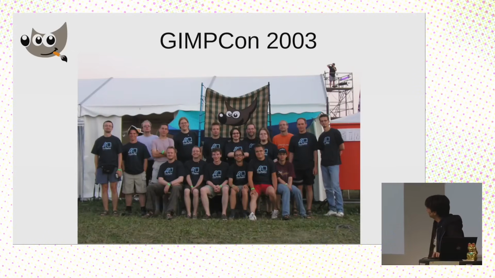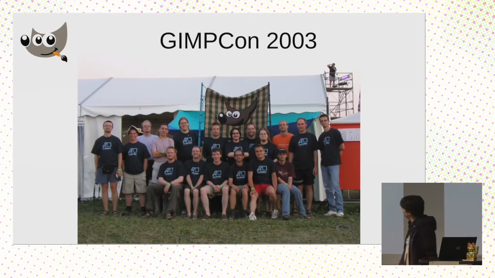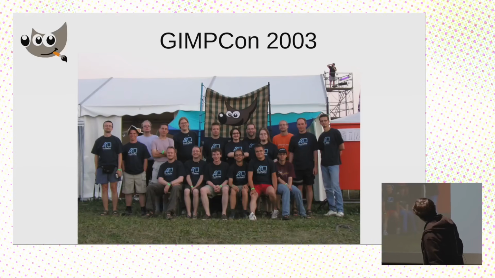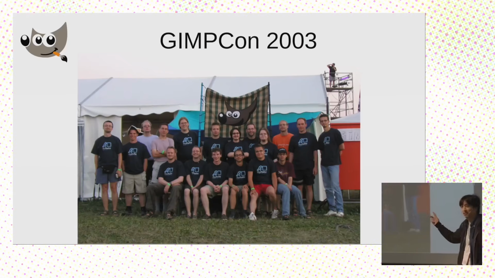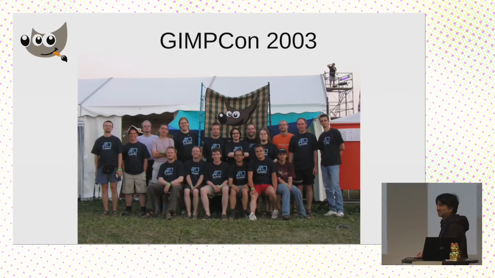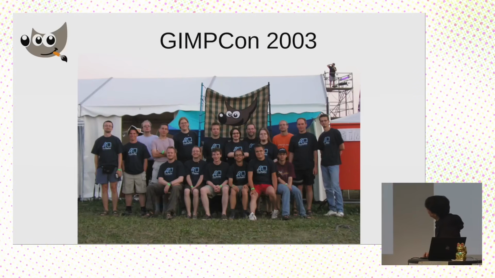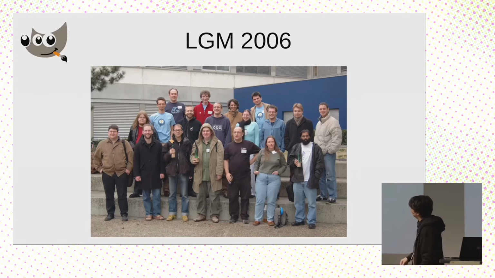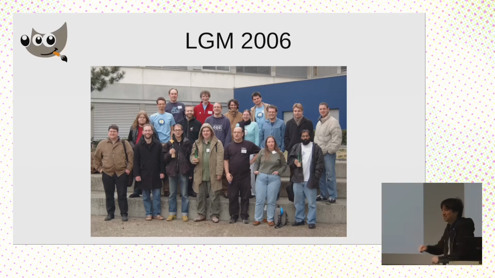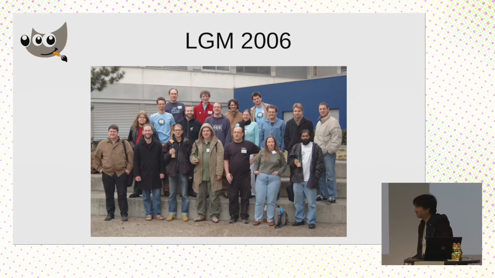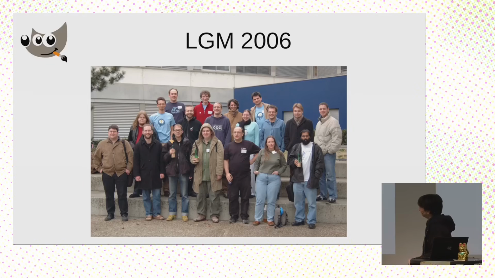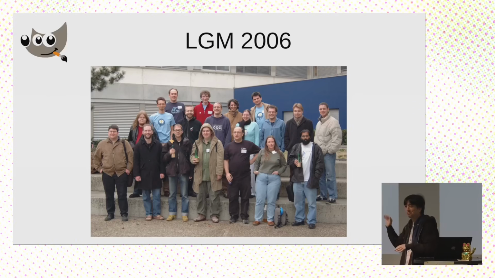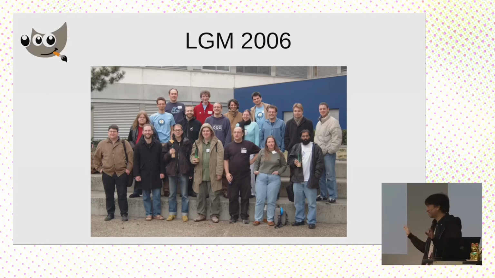Another GIMPCon, and again I can find at least three people who are in this room. In the next one, there are five people in this room from this photo. I'll give you a minute to see if you can find them. I won't divulge who is who. You either find them or you don't.